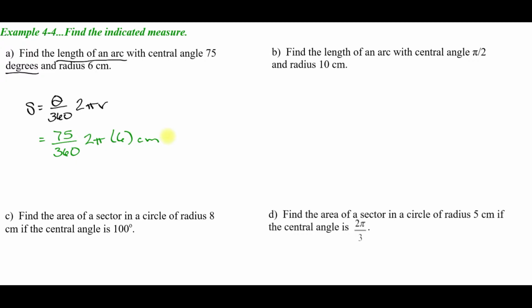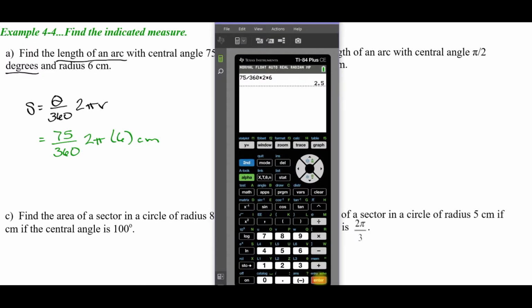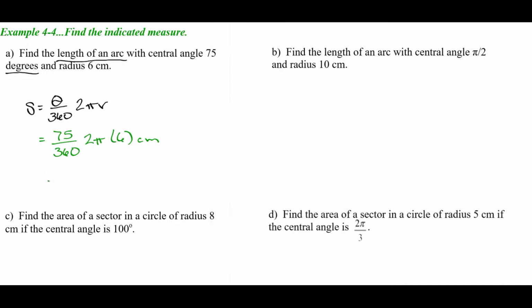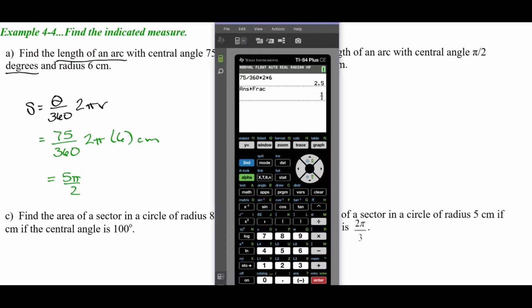Your answer can be given as an exact value or as an approximate value. If it asks for an exact value, put everything into your calculator with the exception of the pi symbol. So here we get about 2.5. Typically we want to leave that in its fraction form, so we get 5/2. So this gives me 5 pi over 2. Remember to write the pi symbol in there. If they ask you for an approximate value, then you can go ahead and multiply by the pi, and in this case, we will get about 7.85.